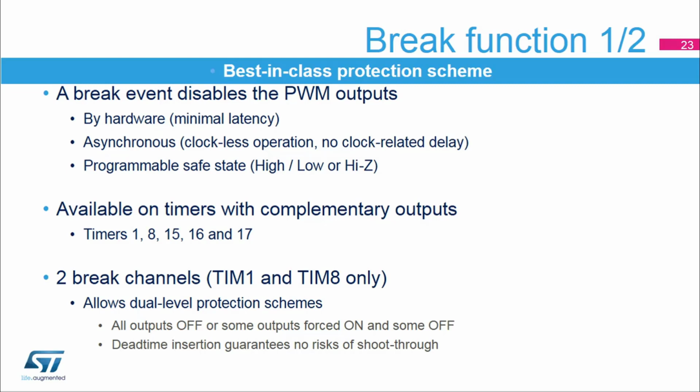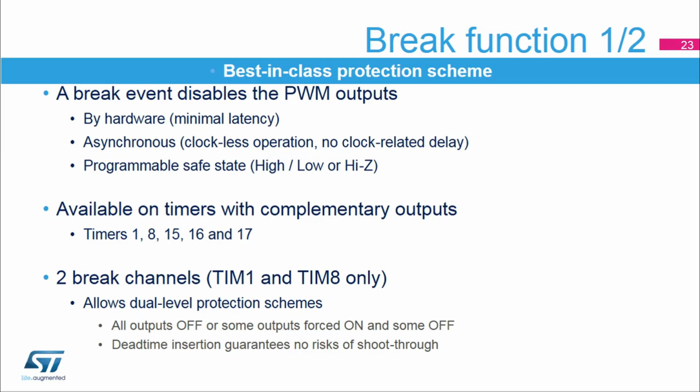This feature is available on all timers having complementary PWM outputs, which are capable of performing power conversion tasks: timers 1, 8, 15, 16, and 17. Timers 1 and 8 have two separated break channels. This provides a dual-level protection scheme where, for instance, a low-priority protection with all switches off can be overridden by a higher priority protection with low-side switches active. Furthermore, a dead time delay can be inserted immediately before entering the fault mode for safely disabling the power stage. This prevents potential shoot-through conditions.